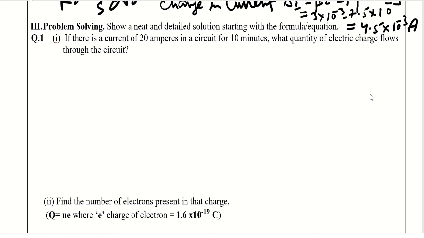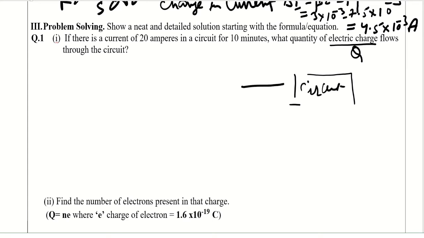Now the part third: show a neat and detailed solution starting with the formula and the equation. So question number 1, part A: if there is a current of 20 ampere in a circuit for 10 minutes, what is the quantity of electric charge that flows through the circuit? So now the question says there is one circuit like this.